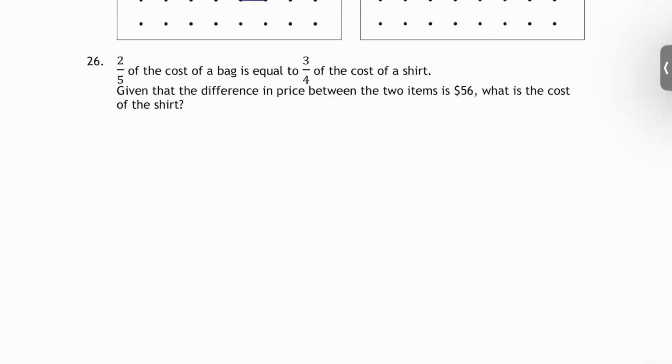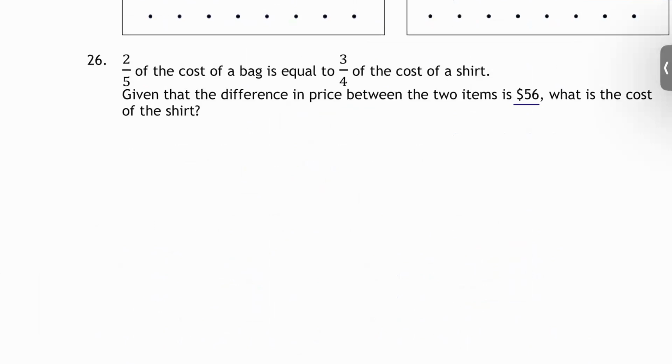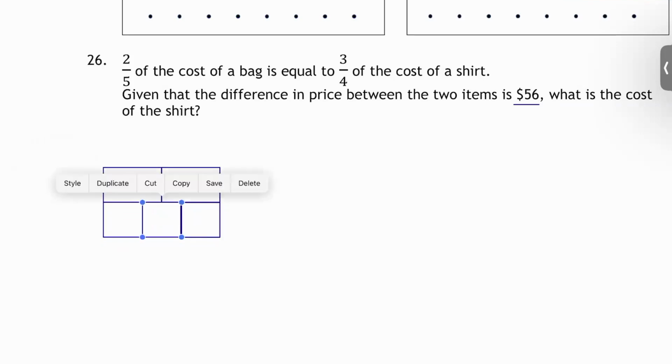Moving on to question number 26. 2/5 of the cost of a bag is equal to 3/4 of the cost of a shirt. Given that the difference in price between the 2 items is $56, what is the cost of the shirt? If these are equal, it means that my bag, 2 out of 5, is equivalent to 3 out of 4 for my shirt. So these two are equivalent.